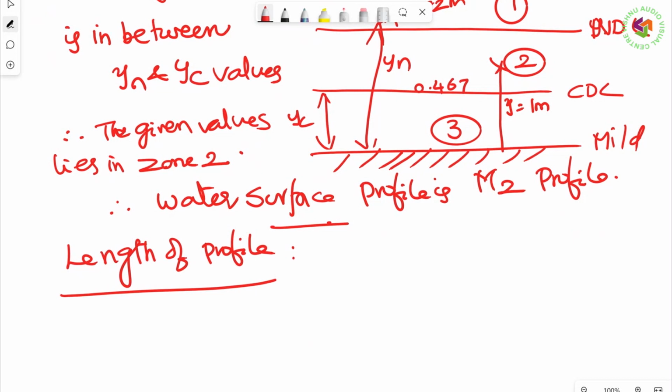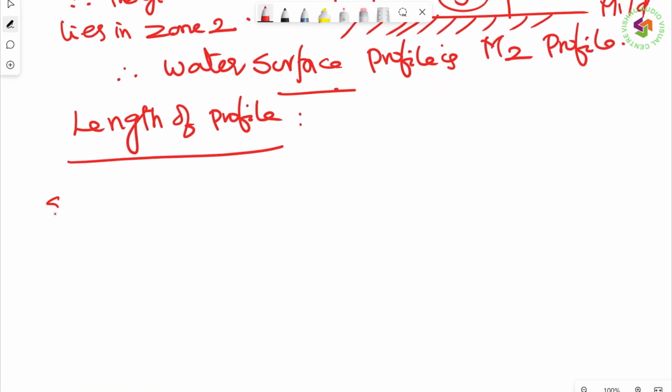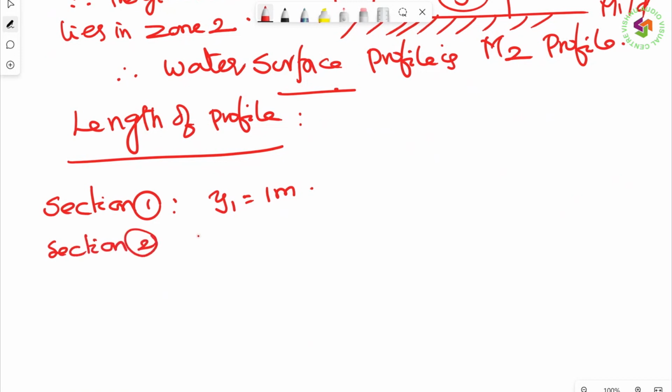Length of profile. So, the length of profile, how I get it, please check clearly. Now I will take section 1. In section 1, the depth of flow Y1 is given as 1 meter. That is what he has given. Next, section 2: Y2, the depth of flow, is 0.9 meters. So this is what he has given.